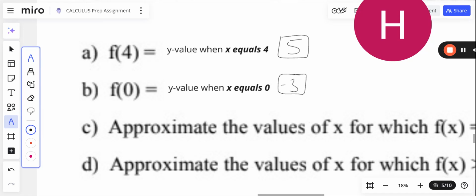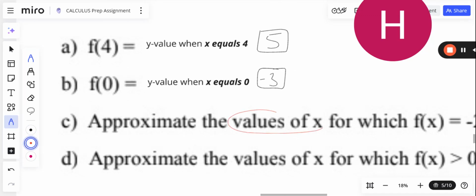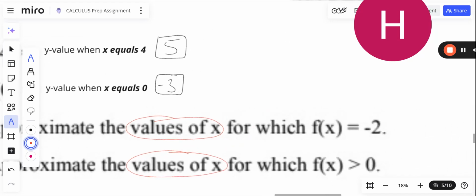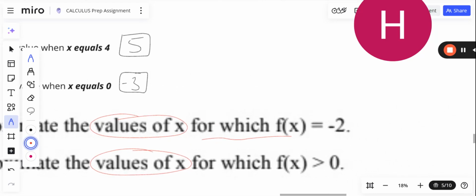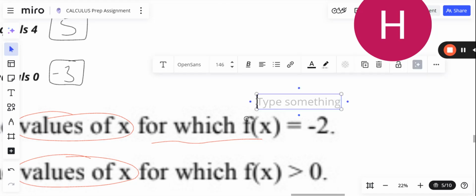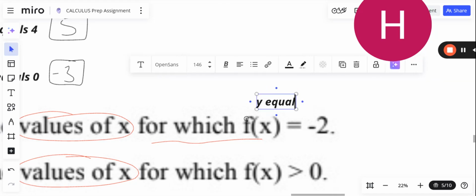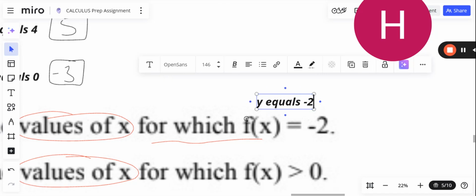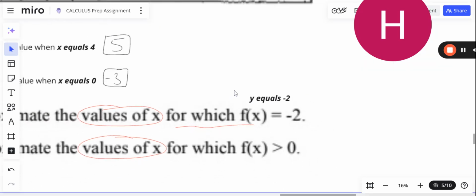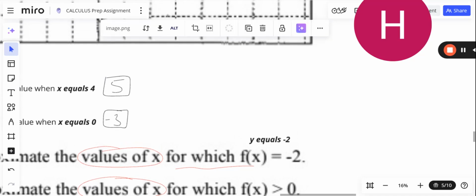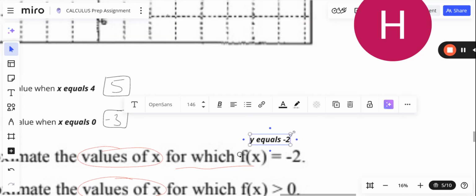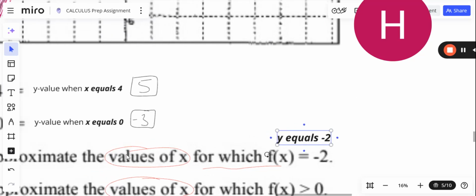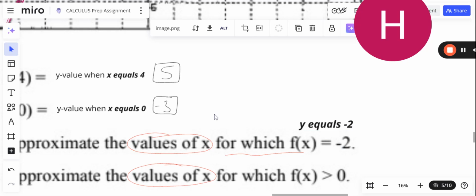Okay, now they're going to ask us a different type of question. They're going to ask to approximate the values of x. So now we're looking for x values, and they'll phrase it like this: for which f of x is equal to -2. So this time it's telling us that y equals -2. We need to go find the x values for which that's true. Find the values of x for which f of x equals -2.